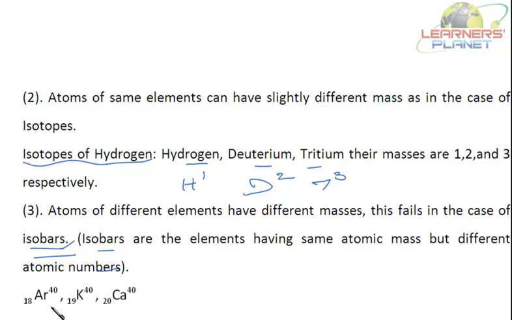Say argon. I'm talking about a single atom. An atom of argon has mass 40 and atomic number 18. An atom of potassium has mass 40 and atomic number 19. Whereas an atom of calcium has atomic mass 40 but atomic number 20. So this postulate also fails in the case of isobars. So these are the drawbacks of Dalton's atomic theory. Though it was the very first theory to explain the nature of matter, it still has certain drawbacks.